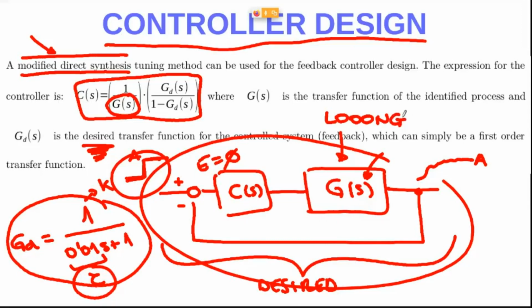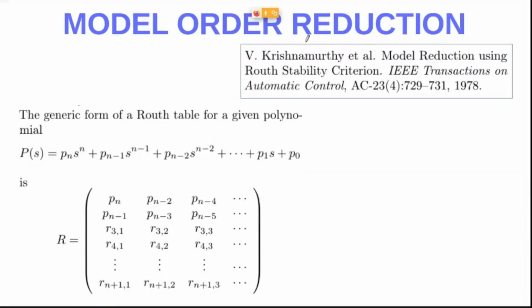So one of the strategies that we will do in the near future will be to reduce the model order. I'm going to show you how, and I'm going to show you now an example. Let me throw you a question. Does it ring a bell to you, the Routh stability criterion?